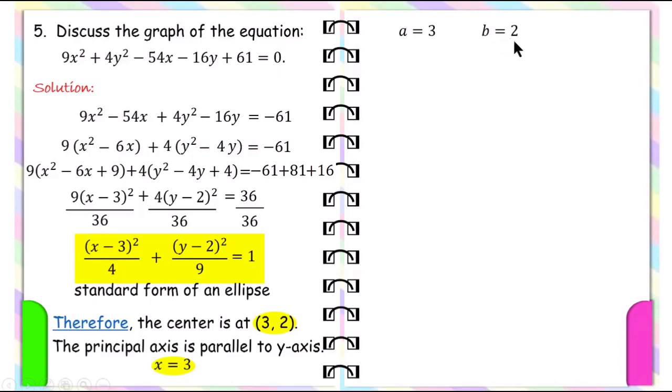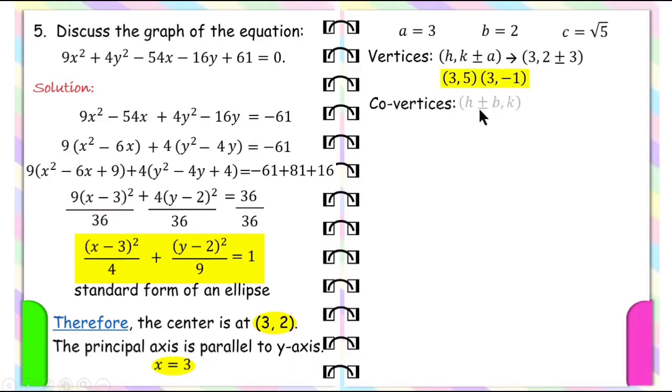To find c, we use the formula c squared equals a squared minus b squared, where a squared is equal to 9 and b squared is equal to 4. 9 minus 4 is 5. So c is equal to the square root of 5. Thus, the vertices are h, k plus and minus a, or 3, 2 plus and minus 3. And these are 3, 5, 2 plus 3 is 5, and 3, negative 1, 2 minus 3 is negative 1.